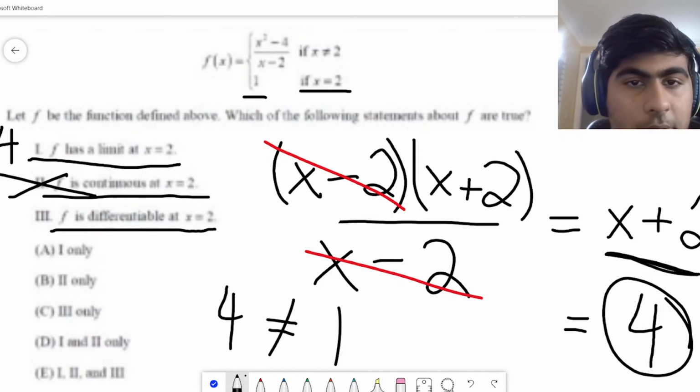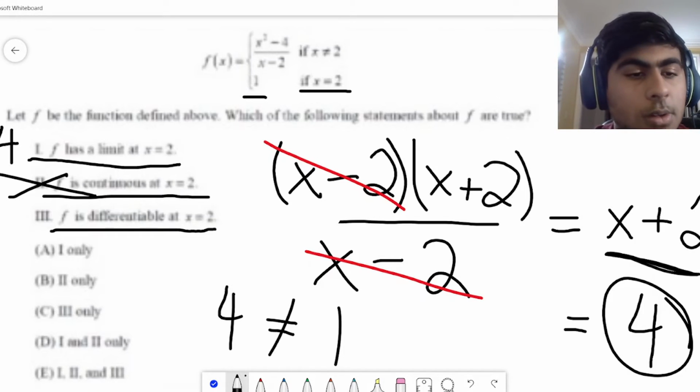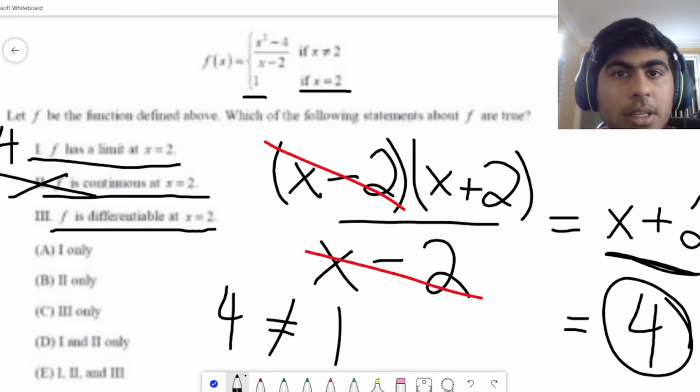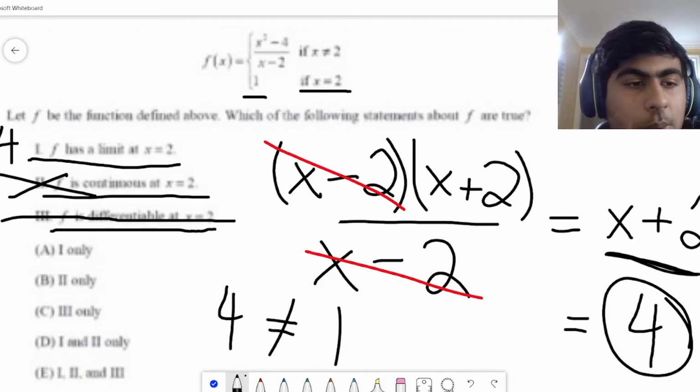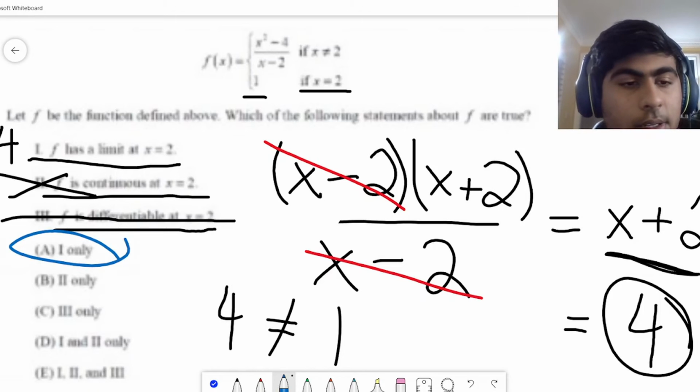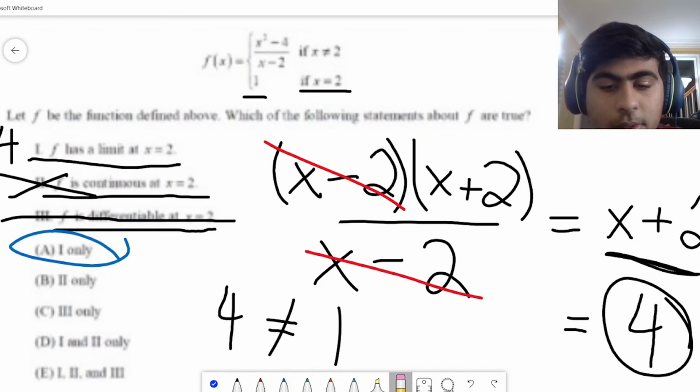And now we get to differentiable. So you probably don't know what differentiable means yet, but in the case of this problem, it doesn't really matter, because one important thing you should know is that if something's not continuous, it's definitely not differentiable. So if it's not continuous, it is not differentiable either. So we can just cross that out. So 1 is the only one that works. So our answer is A. Let's get on to the next problem.